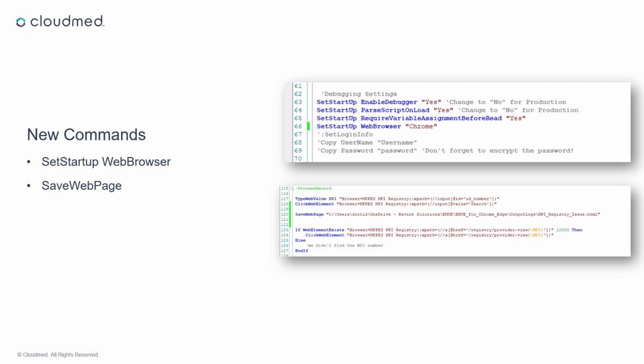Save web page, on the other hand, allows you to save the HTML of an existing web page if for some reason a script was to shut down in the middle of processing and we didn't have exactly what caused it to stop processing. We can save what that web page previously looked like and look back at it. It's very similar to taking a screenshot. We'll see these new commands again when we look at the demo later on in the video.